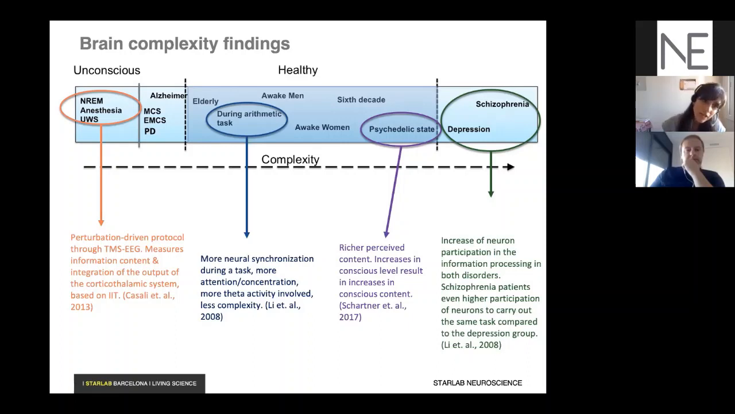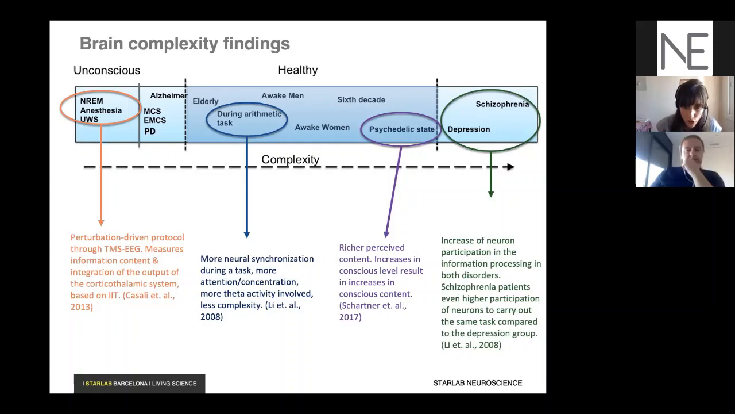Now, if we go to the other extreme of the spectrum, where we find NREM sleep, anesthesia, and the vegetative state, UWS patients, this study was done neither in resting state nor during a cognitive task. This study was a perturbation-driven protocol through TMS and EEG. The idea was to probe the brain and see how it reacts to this probe with this complexity measure. What they measured with this probing is the information content and the integration of the output of the corticothalamic system, which is based on IIT, integrated information theory, one of the theories on consciousness by Tononi.